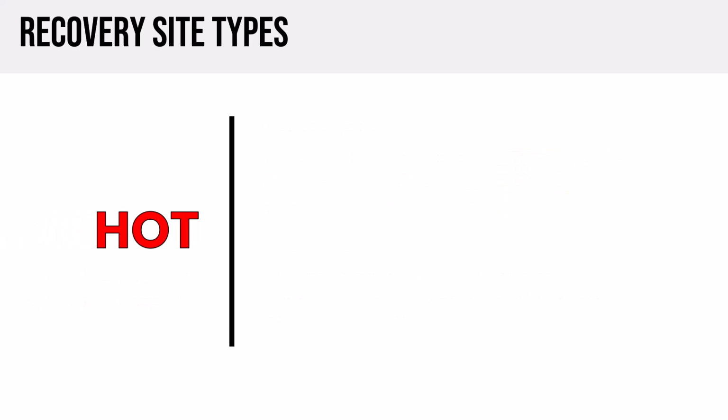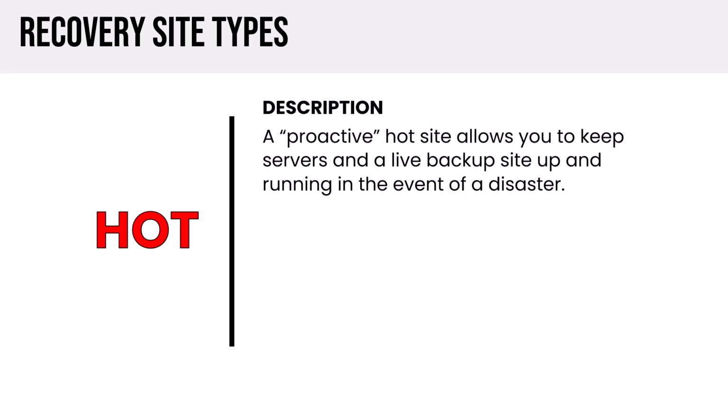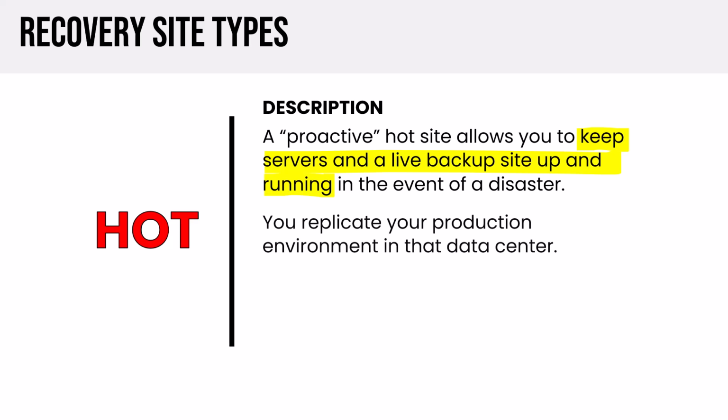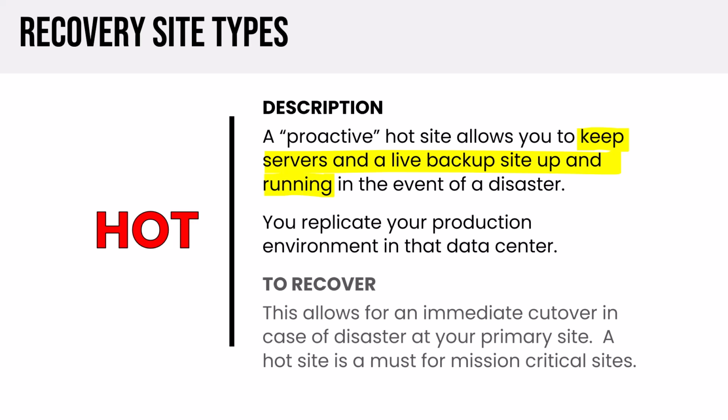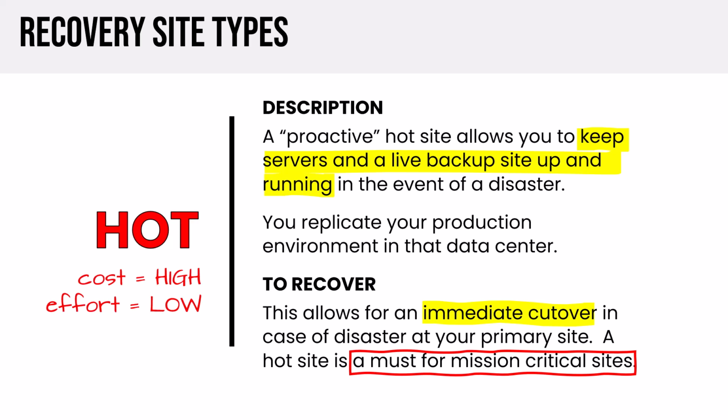And finally, we have the hot site. A proactive hot site allows you to keep servers and a live backup site up and running in the event of a disaster. You replicate your production environment in that data center. And to recover, we have a near immediate cutover option when we have an affected site. So in the case our primary goes down, cutover should be momentary. So for mission critical sites and mission critical customer facing services, a hot site is considered a must for organizations that can afford it. This is going to be the highest cost, but the lowest effort in recovery when it's time to execute.